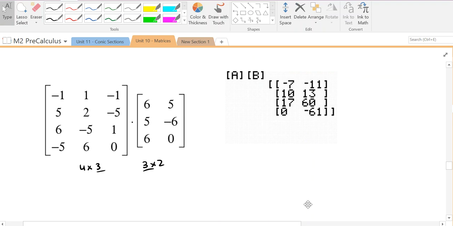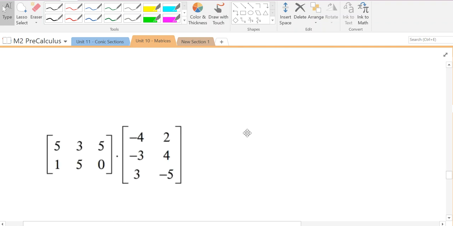Okay, now could I do it by hand? Yes, I have the ability to. And if it had variables in my entries, I would have to do it by hand. But here I didn't have any of that, so I just multiplied it with the calculator because it was large.